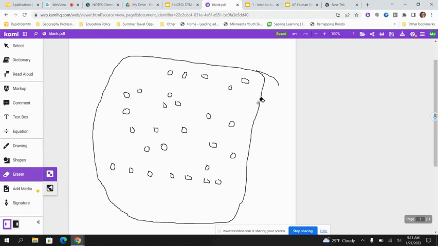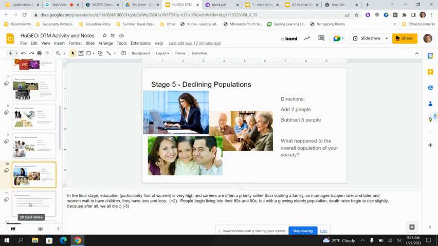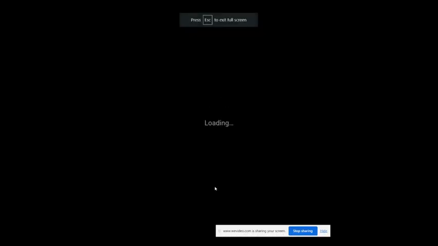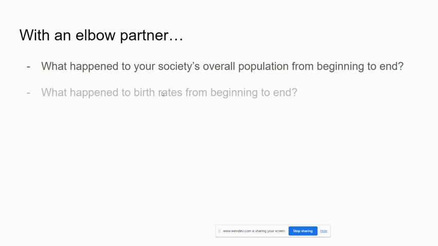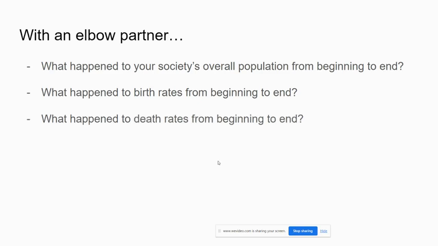And so overall, if we think back to the beginning of this activity, we had 10 people in our population. But as we have transitioned through different stages, our population has grown overall. And this is going to be the essence of the demographic transition model. So what happened to our overall society from beginning to end is that it did grow. Birth rates started off really, really high and eventually declined to the end. Death rates do start off pretty high in stage 1, but they also decline.